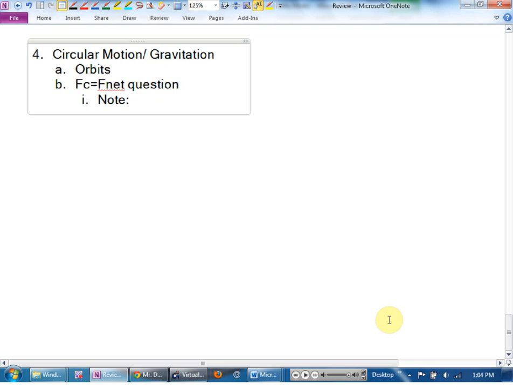Look on your formula sheet. What is V squared over R? Acceleration. How can I make an acceleration into a force?